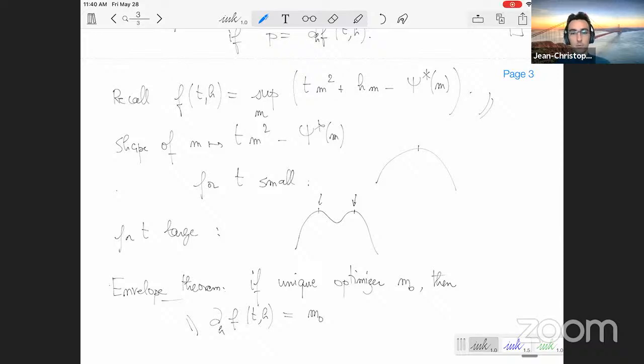There's a question about whether t and h are fixed when I speak about the optimizer. Yes. I should write it like this really: m0 of t,h. For any fixed t,h, if in this problem with the supremum you have a unique optimizer, which we can call m0 of t,h, then this formula is true.